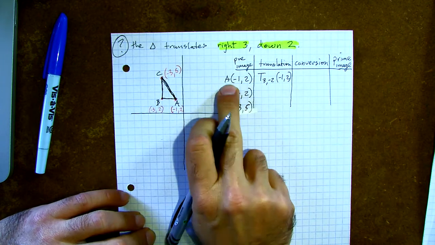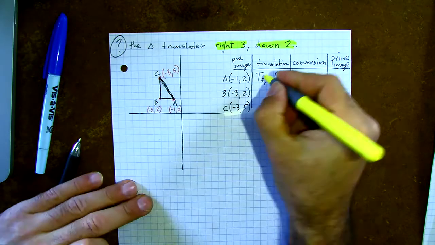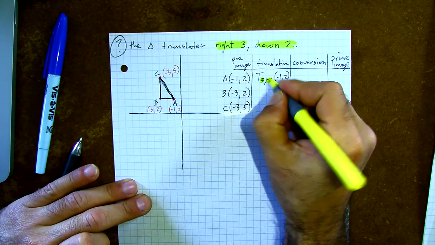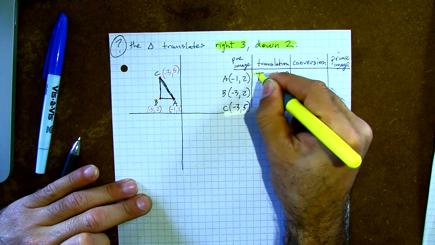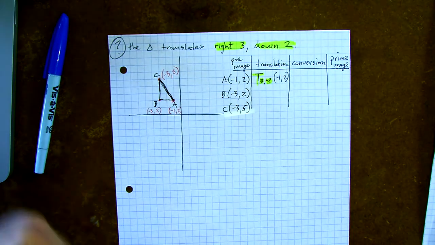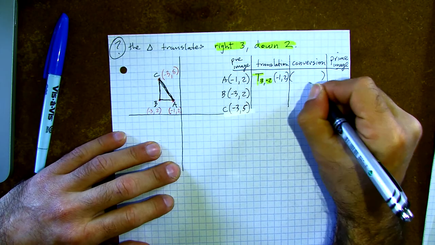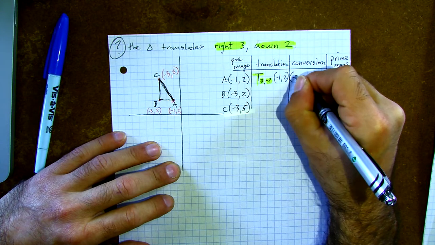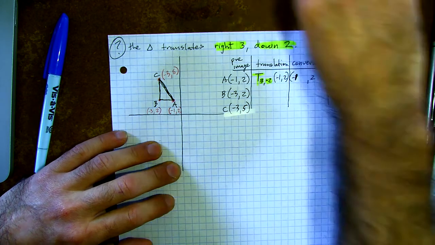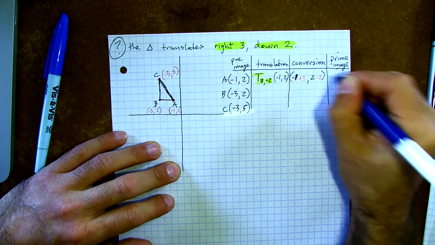We're going to apply that to our point A. So all this is, if it's going to the right 3, it's going positive 3. If it's going down 2, it's going negative 2. This notation here, T of that, just tells us the translation is going to the right 3, down 2. So now we have to apply that. Let's make our big ordered pair. Let's put the value that we have to start, our pre-image. Okay. And then what are we doing? We're adding 3. We're subtracting 2.